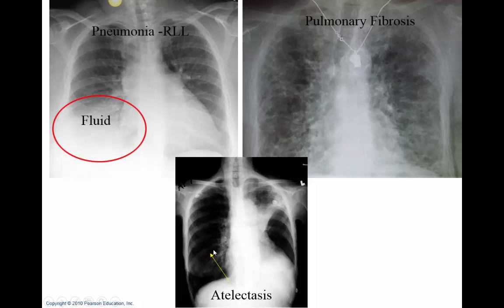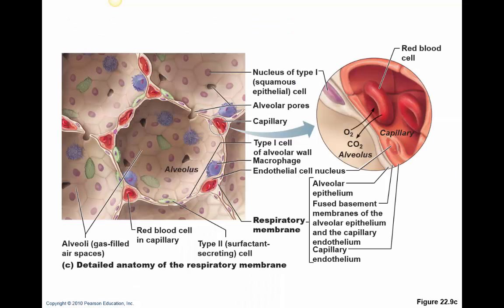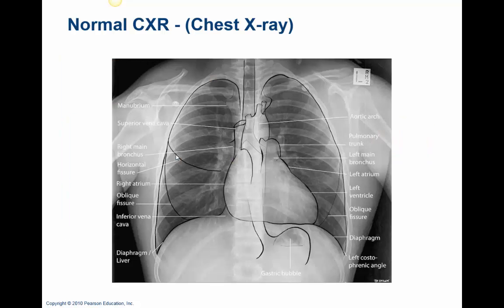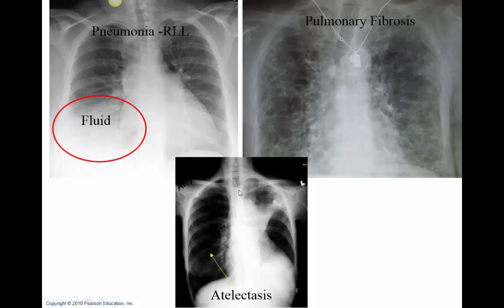Again, if we don't have enough surfactant production, the surface tension causing a water droplet forces these walls together and collapses those tiny alveoli. So that is what we might see on some chest x-rays looking at the lungs: fluid in the lungs, scar tissue, inflammation, and then here, lung collapse.